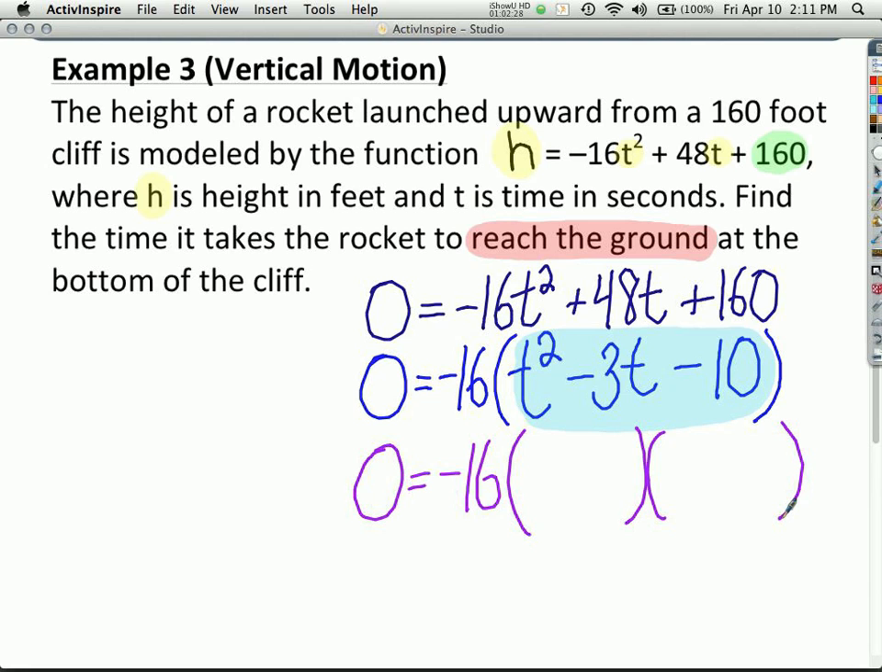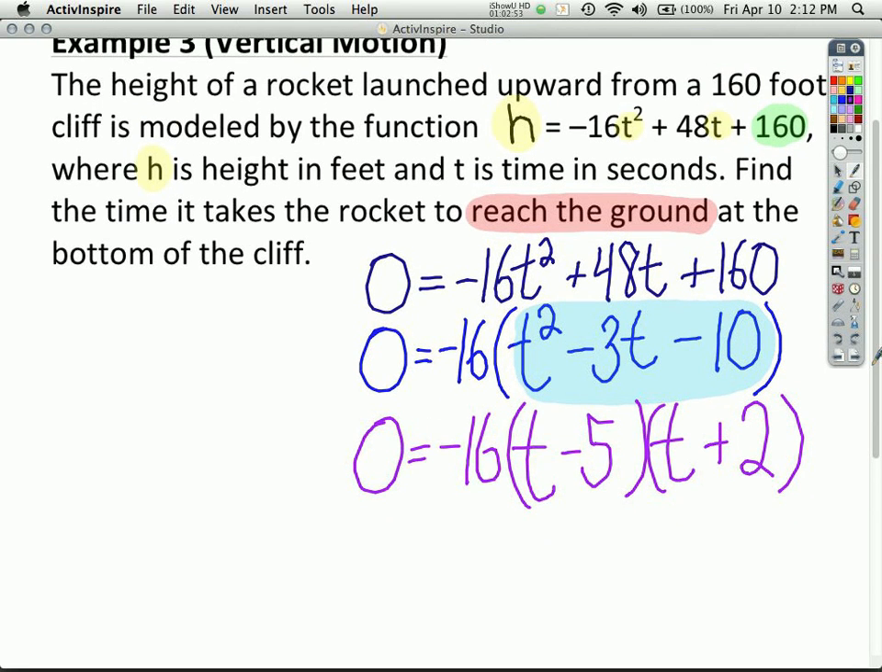You got 1, 2, 3, 4. Go ahead, Chanel. T minus 5 times t plus 2. Cheyenne, you agree with that? You got the same thing? Good. So again, I want to point out how this started out so complex, and then just because of our skills with factoring, we're able to turn it into something that's very manageable.